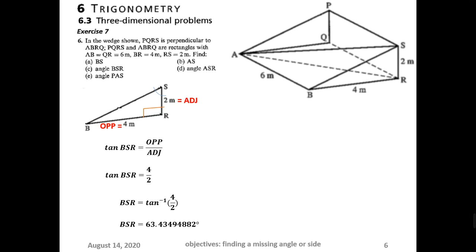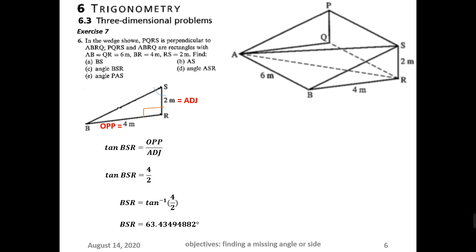63.43494882 degrees. And to round the answer correct to three significant figures, you're going to stop at the 4 after the decimal. Look to the right of the 4. 3 is not going to bring my 4 up, so the final answer will be 63.4 degrees, and this is correct to three significant figures.